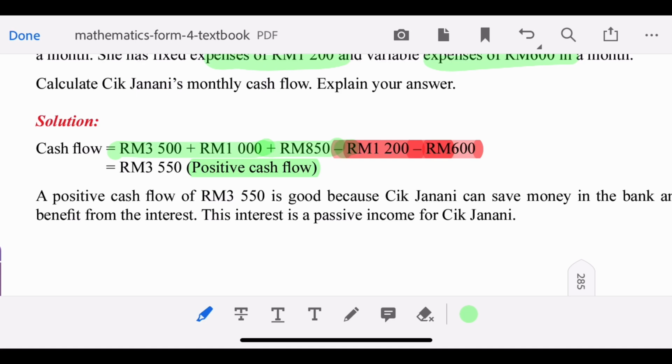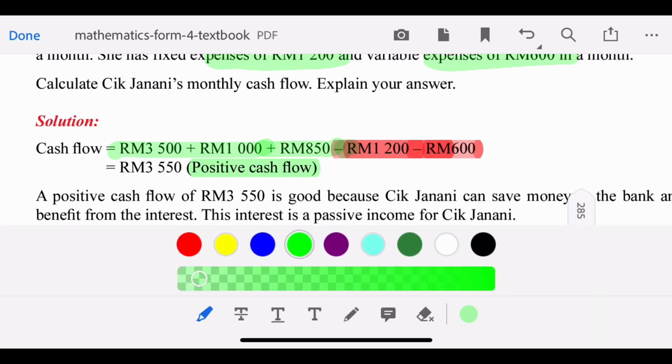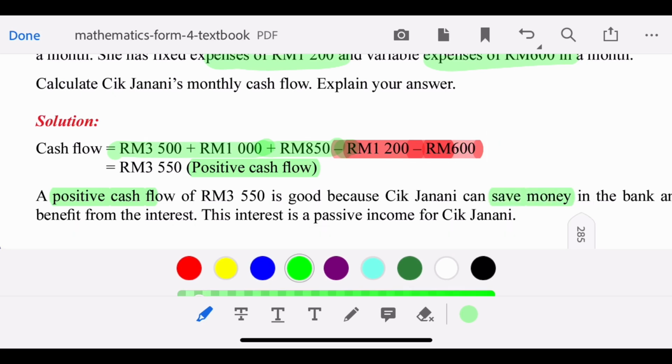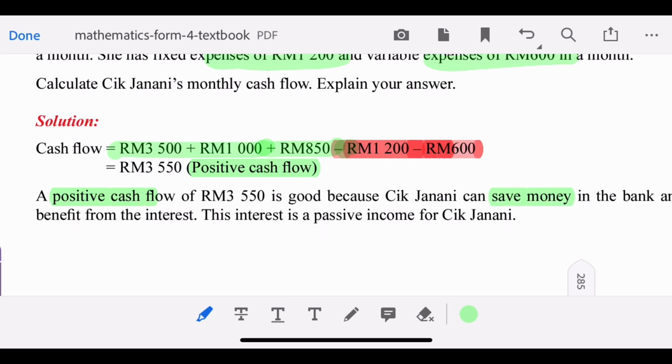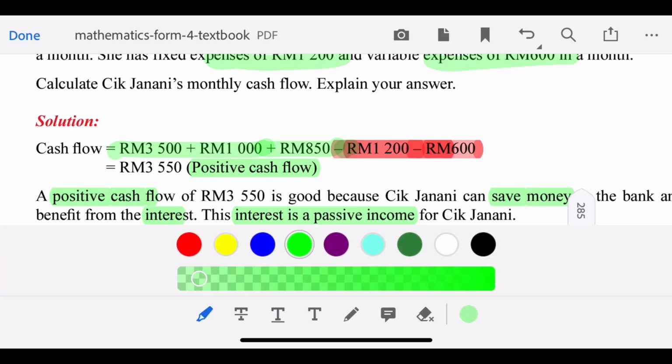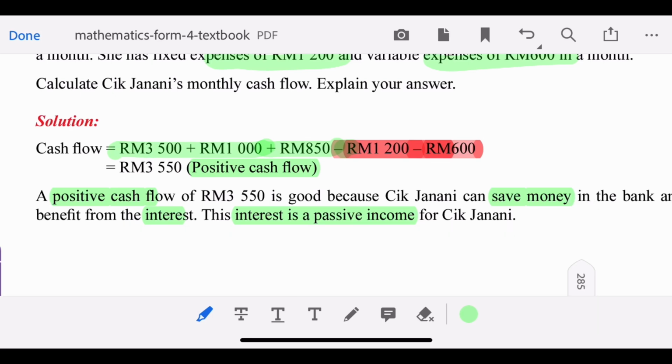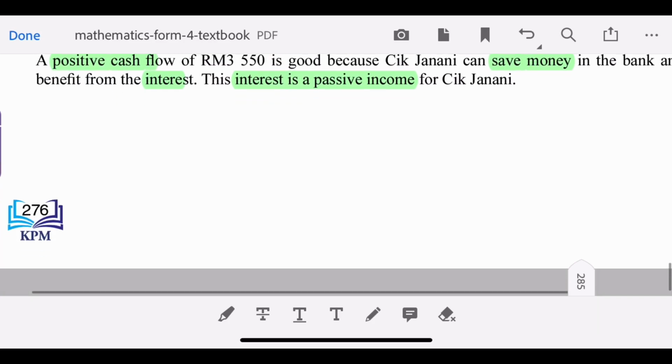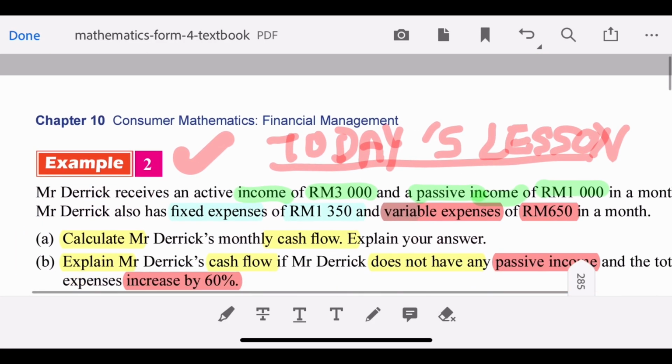A positive cash flow of 3,550 is good because Cik Janani can save money in the bank. She will gain the benefit from the interest from the bank. The interest is a passive income for Cik Janani. Highlight the keywords, passive income. So passive income actually is generated from your income.